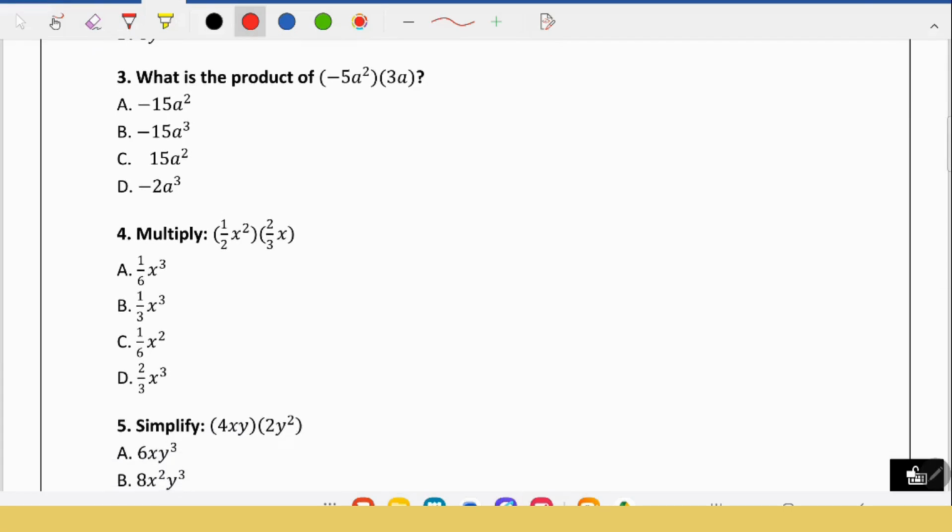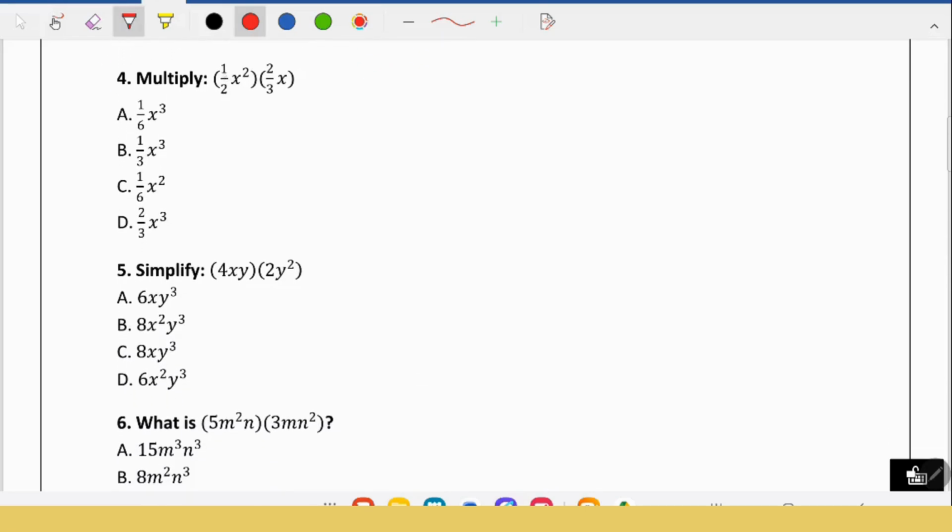Next I have negative 5a² times 3a. I will first multiply the coefficients. Negative 5 times 3 is negative 15. a and a are the same variable, so I'm going to add their powers. 2 plus 1 is 3. So I have negative 15a³, which is B. This is the answer here.